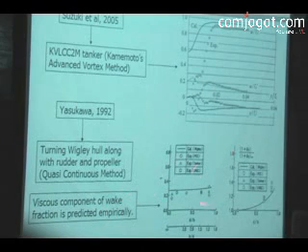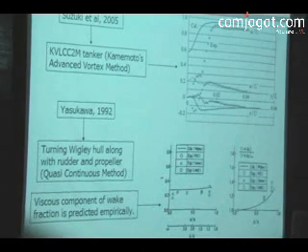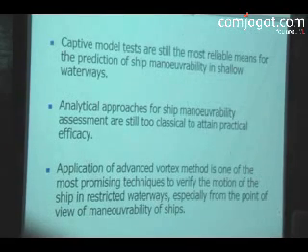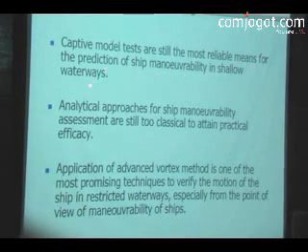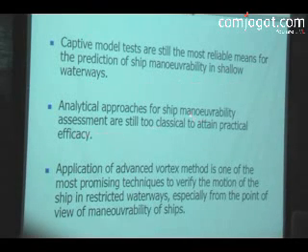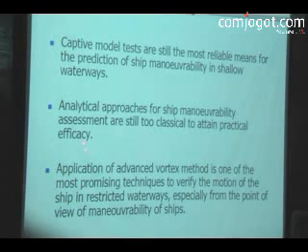So the conclusion that we can draw from this is that model tests are still the most reliable means for the prediction of maneuverability in shallow water. And analytical approaches for maneuverability have limited practical application. The application of the advanced vortex method is one of the most powerful techniques for investigating shallow water, especially from the point of view of maneuverability. And thank you very much for your time.